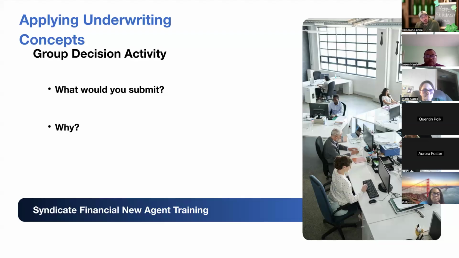All right. Let's do a group decision activity. Quentin, Aurora's been in the space for a while, so she's going to sound like she knows a lot of the underwriting. If you're thinking, wow, she knows a lot, it's because she's been doing this before. Quentin, you're new to the life insurance space? I am pretty new to life insurance.